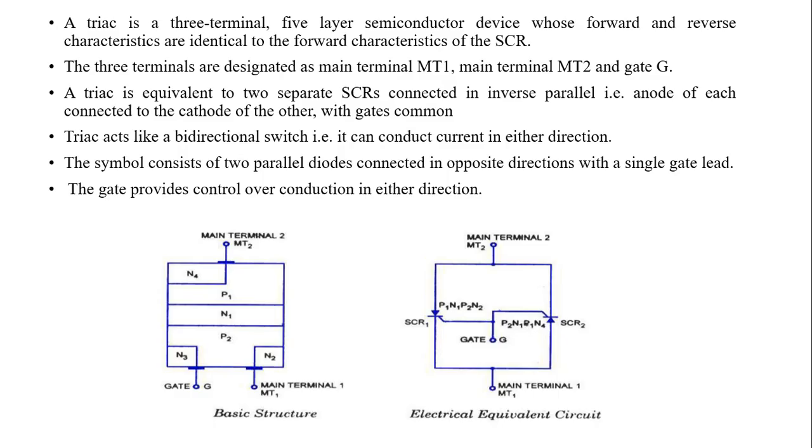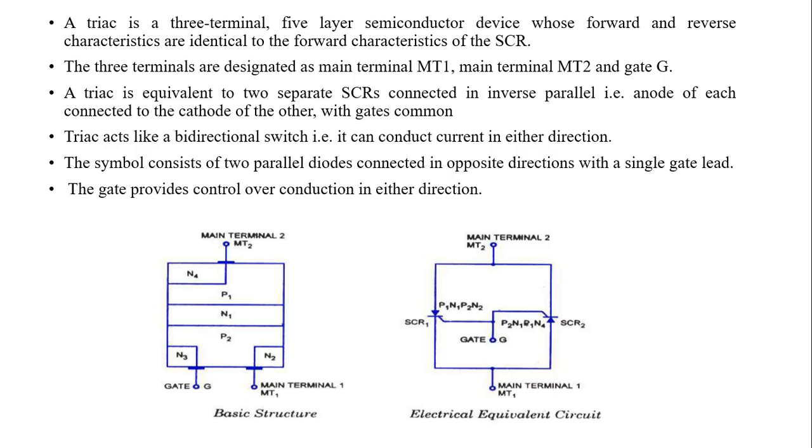So TRIAC is a 3-terminal 5-layer semiconductor device. Earlier we have seen the SCR as a 4-layer device. Here it is a 5-layer device, and forward and reverse characteristics are identical to the forward characteristics of SCR. As we already mentioned, it is an anti-parallel connection of SCRs. So the characteristics are the same for the SCR and TRIAC, and the only difference is it will operate in the first quadrant and also in the third quadrant, as forward and reverse. And the three terminals, also already mentioned, are MT1, MT2 and gate.